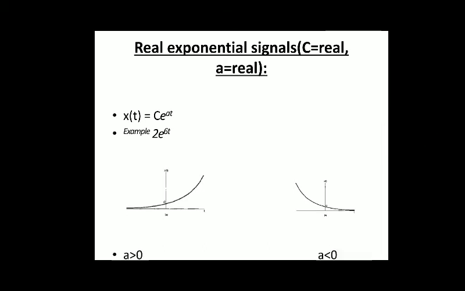So these are the two graphs for different values of a. This is not exactly 2 e to the power 6t, this is some random graph. When a is greater than 0, a has a positive value, the exponential function grows with the value of t. So for e to the power 1t, 2t, 4t, the graph looks like the graph on the left side, and for negative values of a, the graph looks like the graph on the right side.